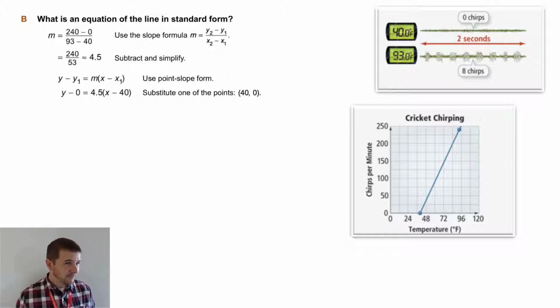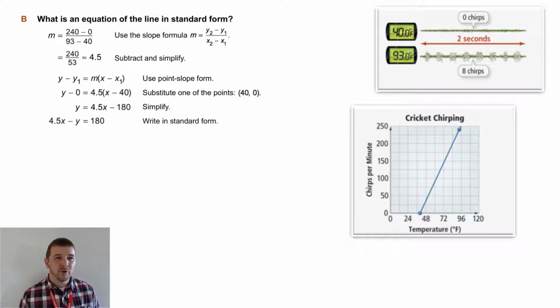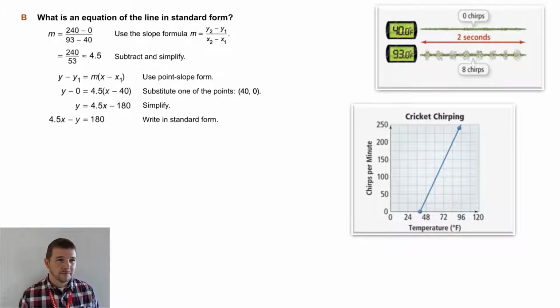Y minus 0 equals 4.5 times the quantity x minus 40. We simplify that. Y equals 4.5x minus 180. And finally write in standard form. 4.5x minus y equals 180.